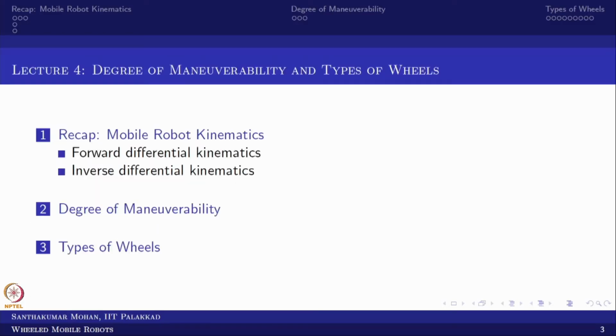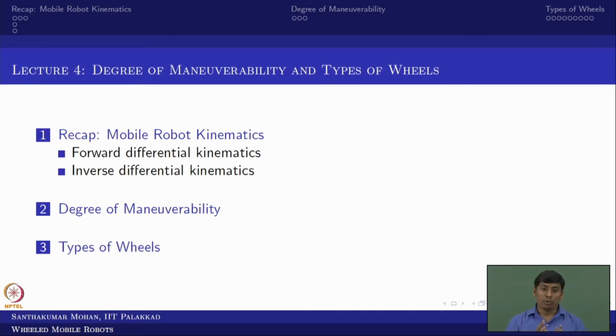So you can see that lecture 4 would be addressing several factors. One would be recapping what we have seen in the last lecture. Then we would be going more into degree of maneuverability, types of wheel, and some examples of land-based mobile robots, and how to find the degree of maneuverability. These are the things we are trying to cover.